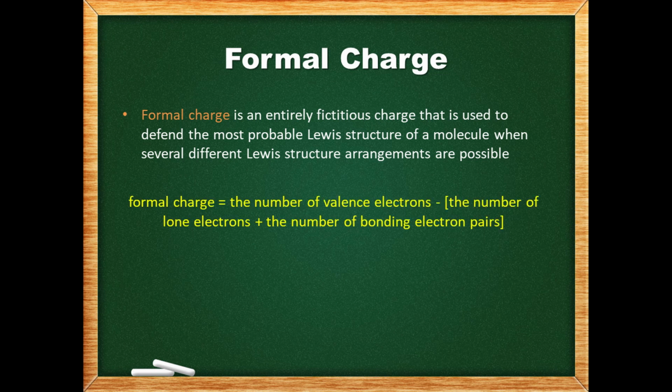One way to calculate the formal charge of an atom is to subtract the number of lone electrons and the number of bonding electron pairs around it from its number of valence electrons. We can simplify this method if the Lewis structure is drawn. In this case, the formal charge of an atom is just equal to the number of valence electrons minus the sum of dots and lines.